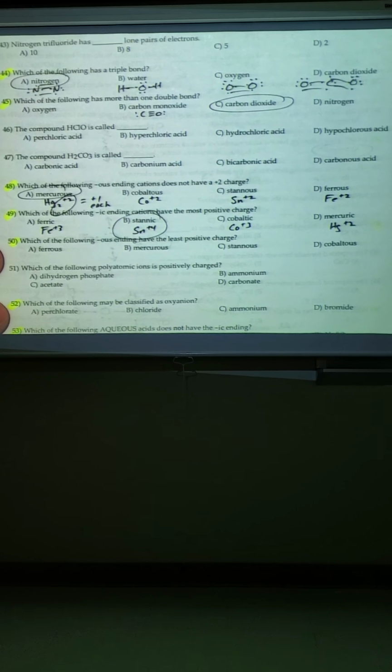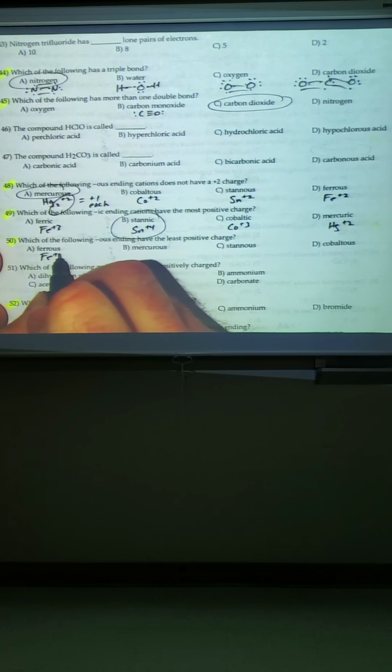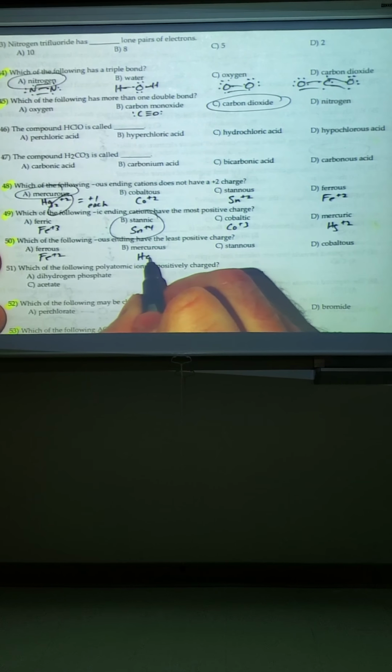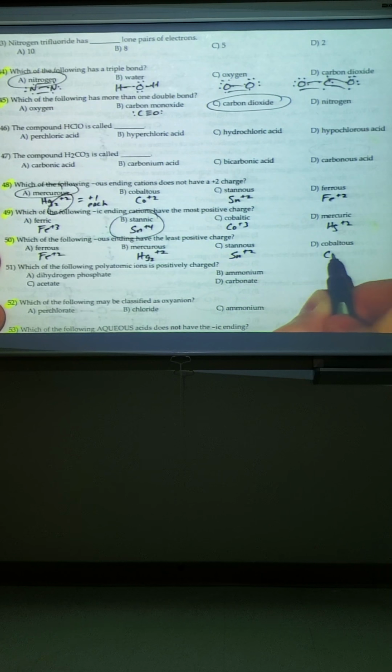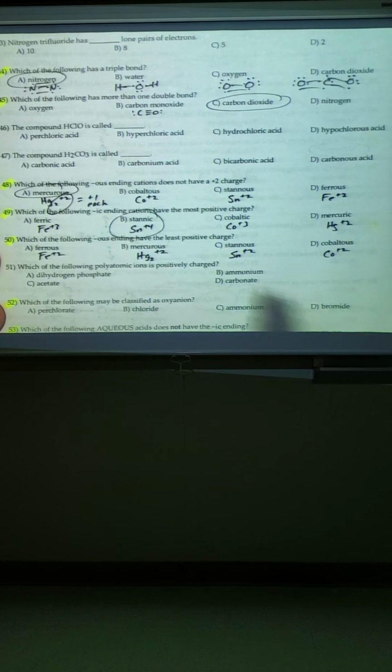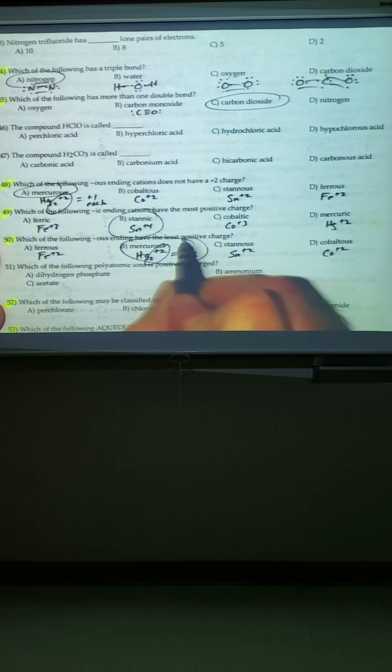Number 50 says which one has the least positive charge? Well, again, ferrous is a plus 2, mercurous is a Hg2 plus 2, stannous is a plus 2, and cobaltous is a plus 2. So again, they look the same, but the least is 2 over 2. That's really a plus 1 each. So for the same reason, this is the answer to 50.